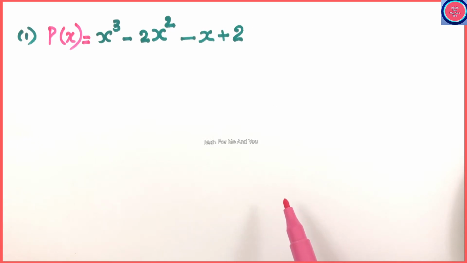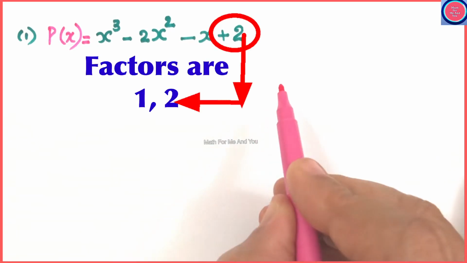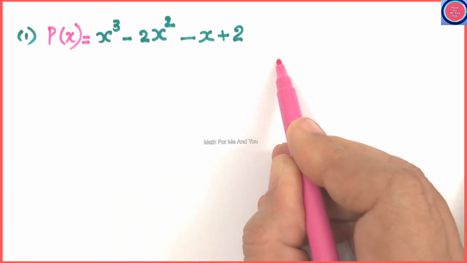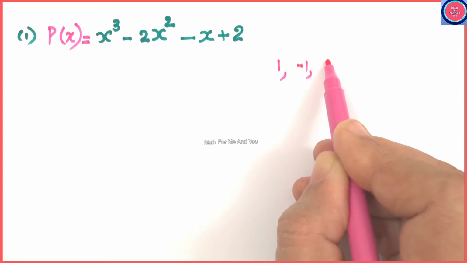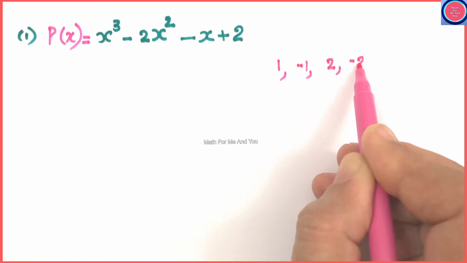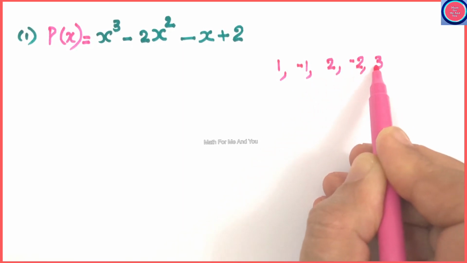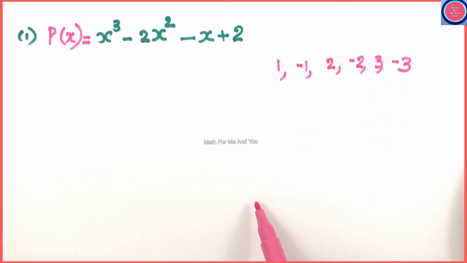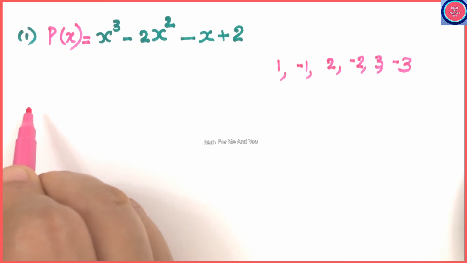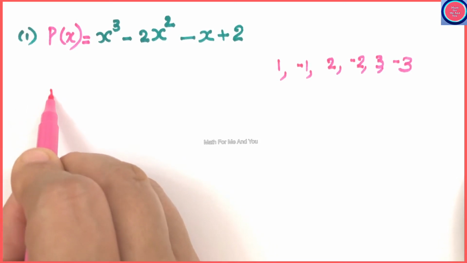How to find? Look at the constant, its factors we can try, or you can try with 1 or minus 1, 2 or minus 2, 3 or minus 3 for any cubic polynomials. One of these numbers will be the root. We can start with 1. If 1 is a root, then p of 1 will be 0. How to check this? Replace x with the number 1. P of 1 we will get.